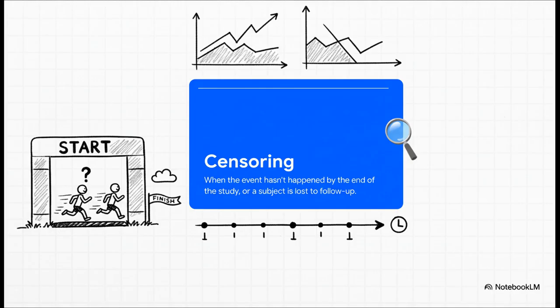Think of it like a marathon. Some people finish the race, so you get their time. But what if others move to a new city halfway through? You don't know their final time, but you do know they ran for at least, say, 10 miles. You can't just throw that information away. And that's the genius of survival analysis. It knows how to use that partial information.